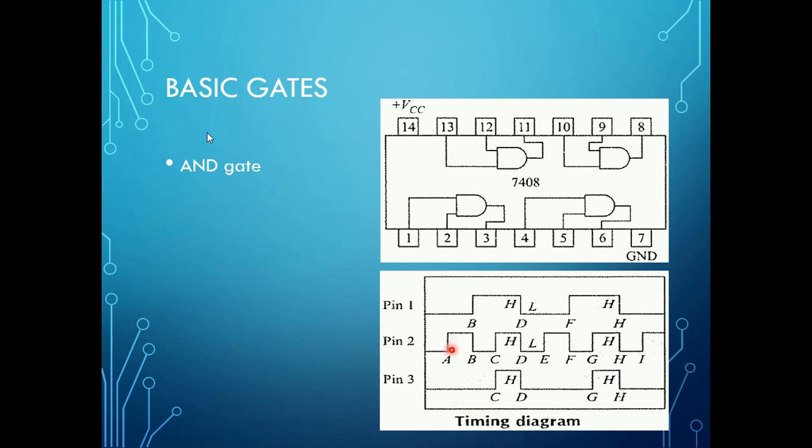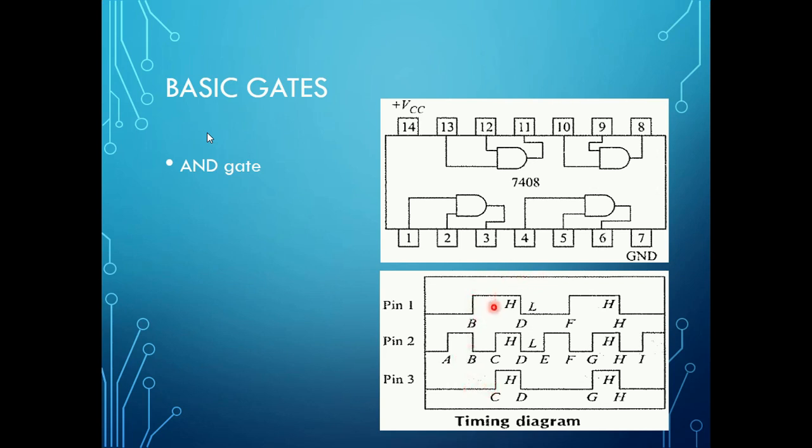Next you have the timing diagram for the particular AND gate. Here, if I give low input at pin number 1 and low input at pin number 2, what should be the output at the third pin? The output at the third pin will also be 0. Next clock, if pin number 1 is low and pin number 2 is given high input, the output at the third pin will again be 0.